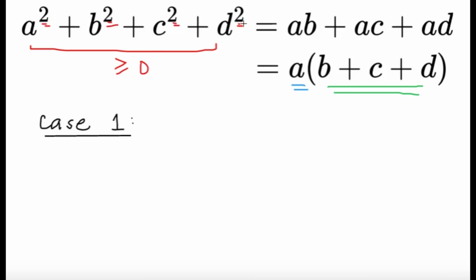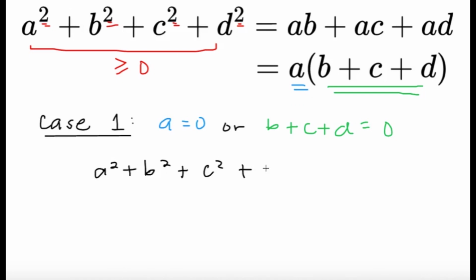So it will be logical for us to say that, case 1, let's consider a equals 0 or b plus c plus d equals 0. Because that's the minimum value of the left side. So if a equals 0 or b plus c plus d equals 0, then it would be obvious enough that we would have a squared plus b squared plus c squared plus d squared equal the right side, which is going to be 0 anyway.